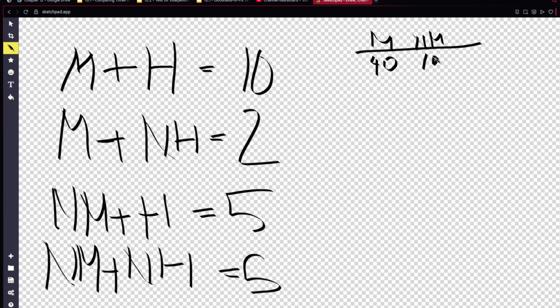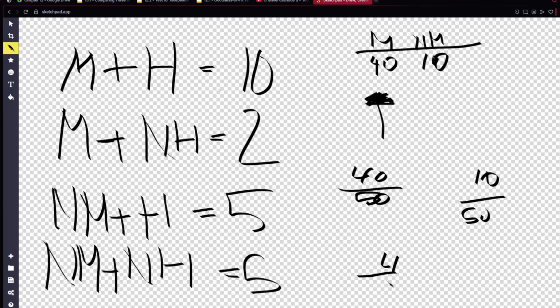I don't know if this is the actual right proportion. I think 95% of people get married, I'm not sure. But the chance of getting married here is 40 out of 50, or 4 over 5. Here we have 10 over 50, which simplifies to 1 over 5. So what does this tell us? 4 out of 5 times someone will be married.